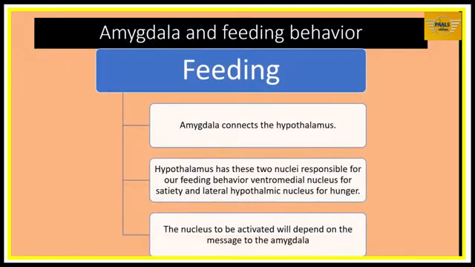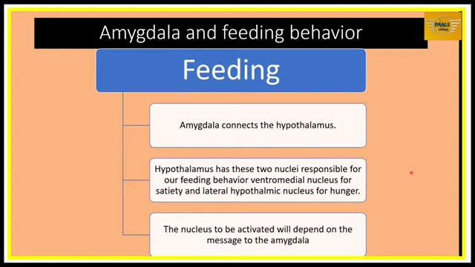In the beginning of this lecture, we connected amygdala to feeding behavior. How does amygdala do that? Now, amygdala connects to the hypothalamus, and we know that connection. This is through a fiber, which is the stria terminalis. Now, in the hypothalamus, we have two nuclei that are responsible for our feeding. What are those nuclei? The ventromedial nucleus for satiety and the lateral hypothalamic nucleus for hunger.